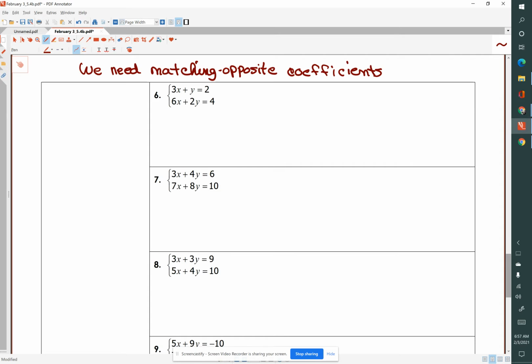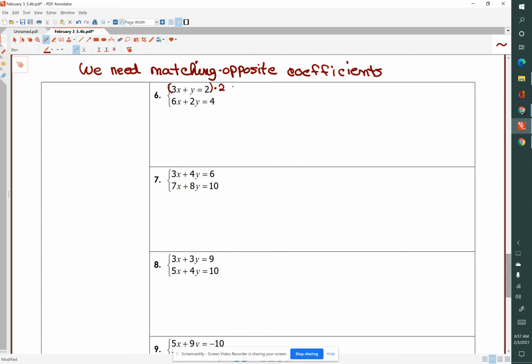Okay, so let's take a look at the first problem. We have 3x plus y equals 2, and 6x plus 2y equals 4. So if we multiply this first equation by 2, we'll be able to produce 2y for each equation, and then we can simply subtract the second equation from the first.